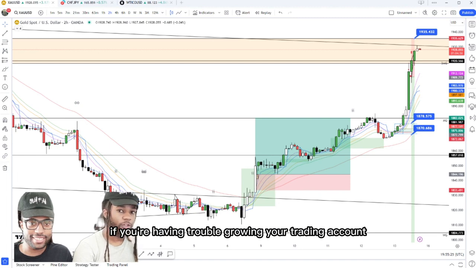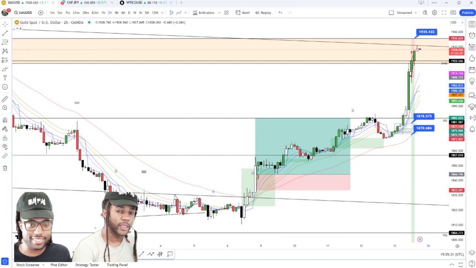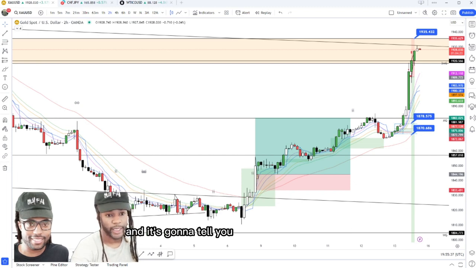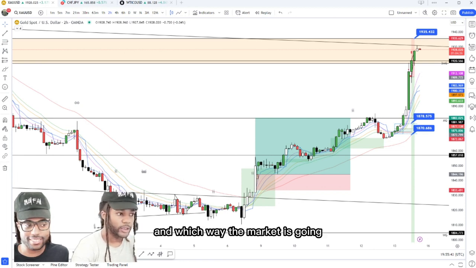If you're having trouble growing your trading account, catching profitable trades, and you don't know where to put your stop loss or take profit, you're going to want to check out this new indicator. It just came out today. We just created it. Been working on it for months. And it's going to tell you exactly where to put your stop loss, where to put your take profit, and which way the market is going.